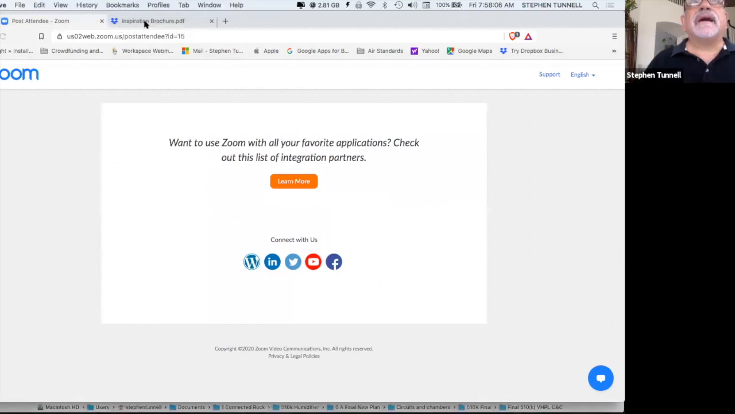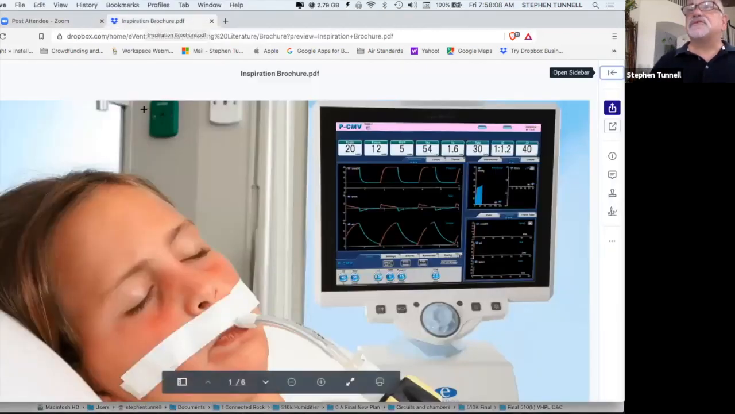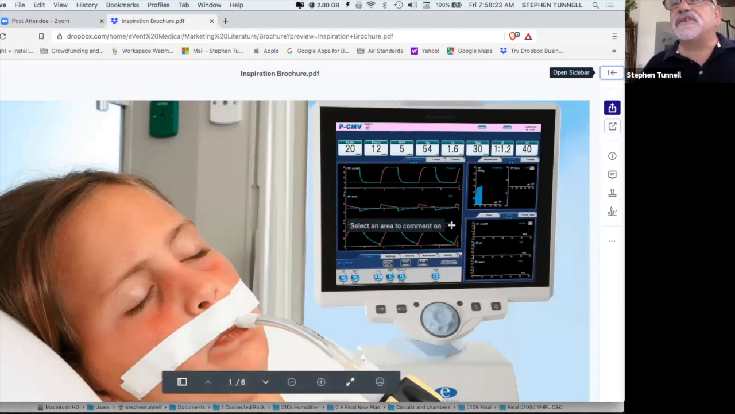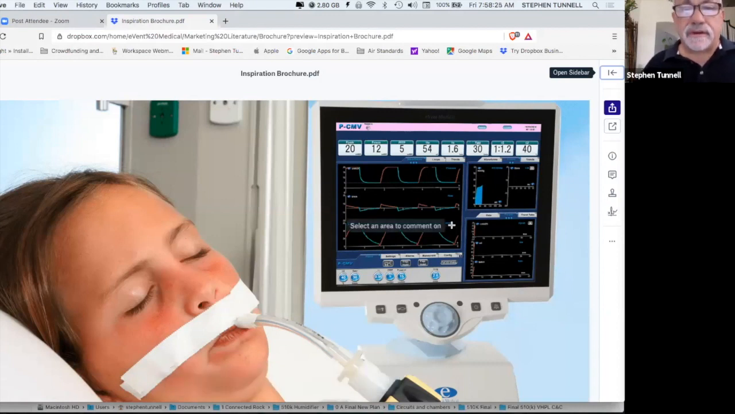Okay, let me show you a typical brochure of our product. There's our product. This is the Inspiration. We have two product lines, the Inspiration and the Evolution. This is the Inspiration. It's a proportional solenoid ventilator.